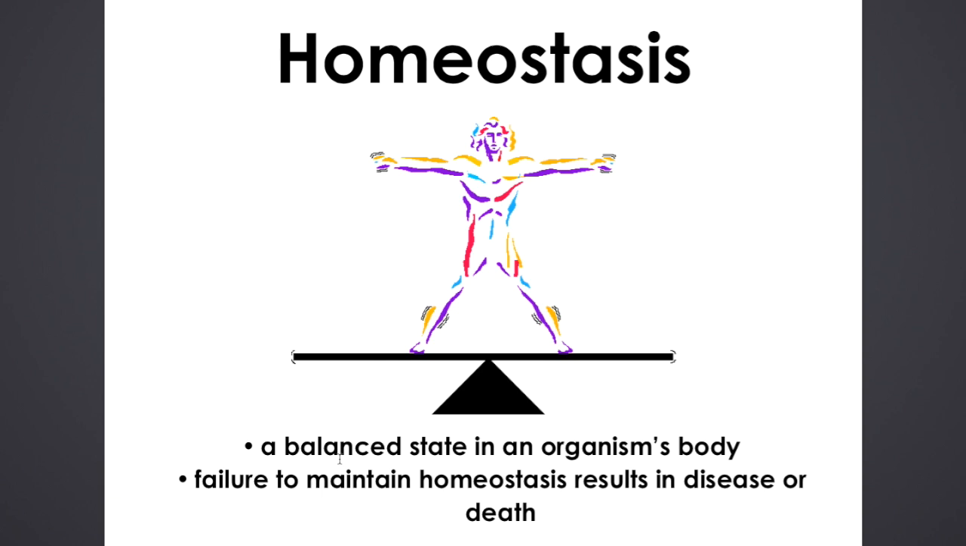Homeostasis is a balanced state in an organism's body. Failure to maintain homeostasis results in disease or death. So, the most important word to remember for homeostasis is balanced. Not too hot, not too cold. Not too fast, not too slow. It's the balance that our body needs in order to stay alive.